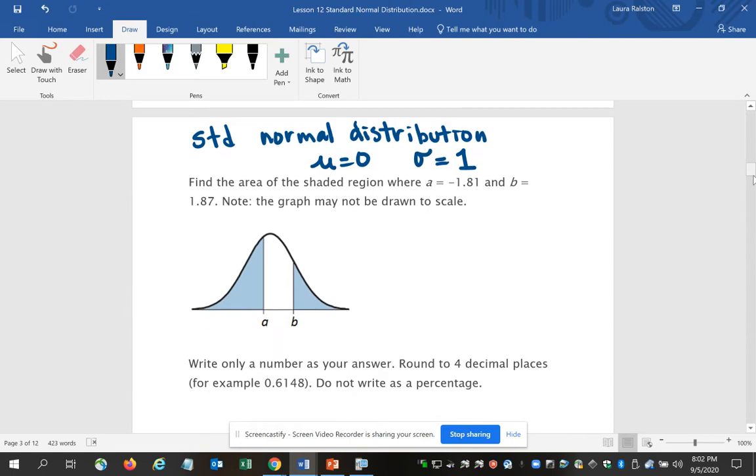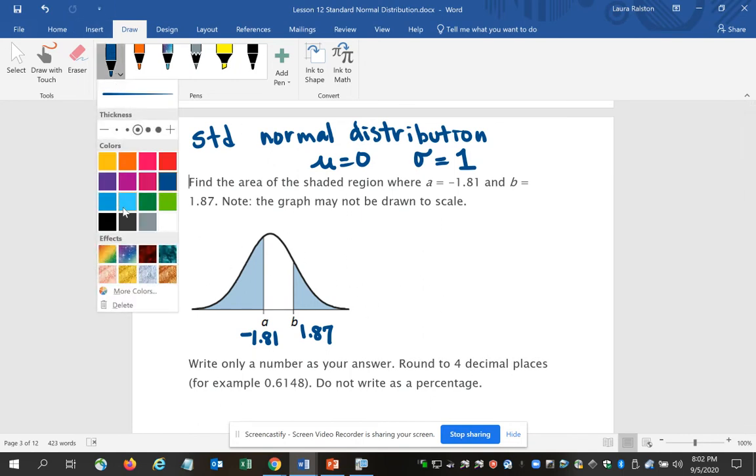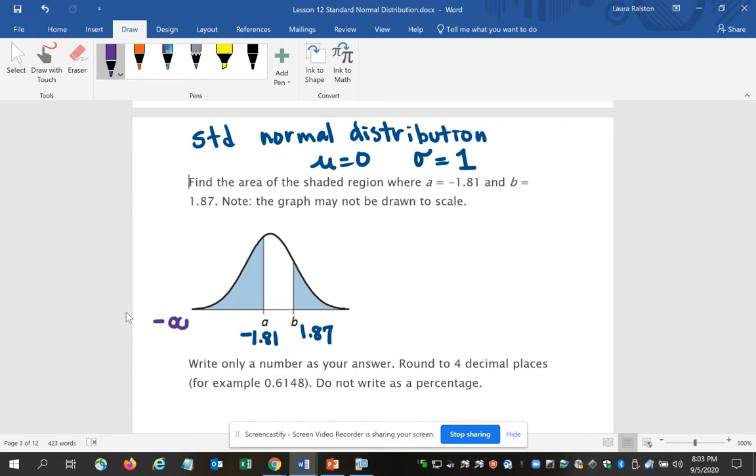And then it says find the area of the shaded region where A is negative 1.81 and B is 1.87. And there's 2 different ways to do this problem, because if you'll notice, you have 2 different regions. And again, we want to know this from negative 1.81 to the left. And again, because it's a continuous function, it keeps going on forever and ever in that negative direction. So it actually goes to negative infinity.